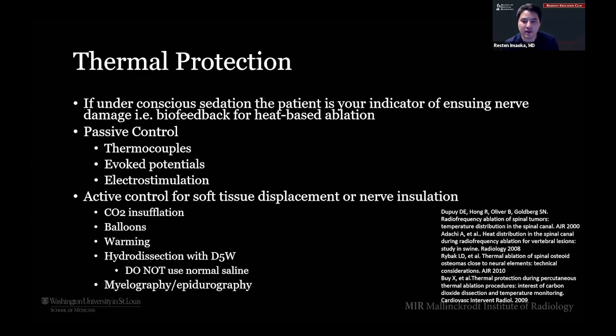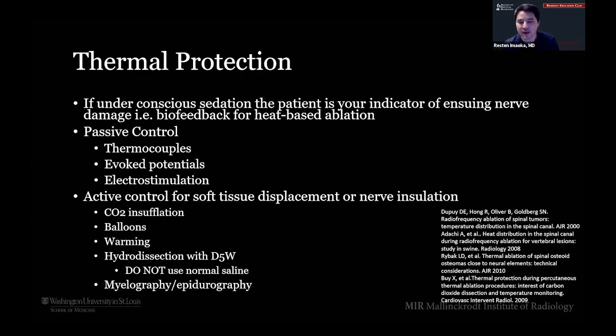So for active, commonly it's things like CO2 insufflation, or maybe even D5W insufflation, something where you're physically moving the things you want to protect, whether that be skin or nerves, away from the ablation zone. You could use balloons. You can also warm, right? We do warm towels over the skin when we're doing a cryoablation.